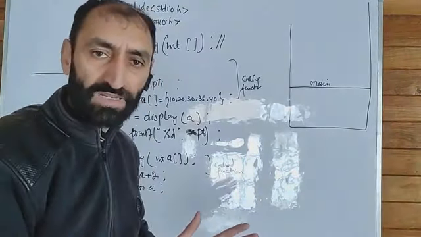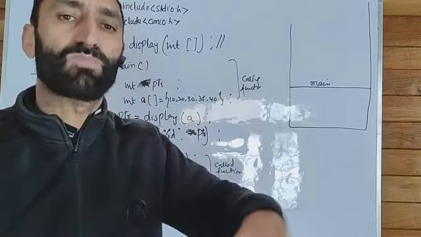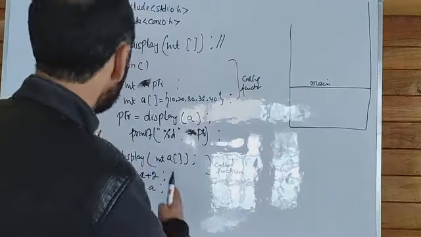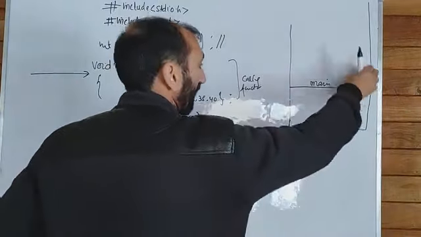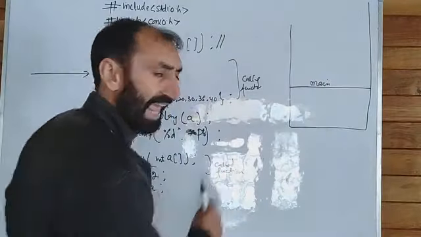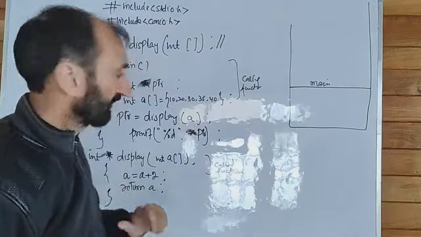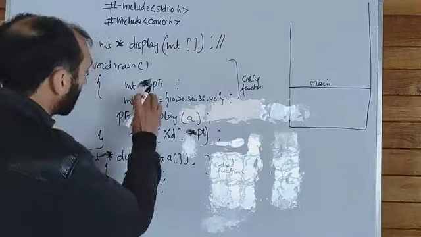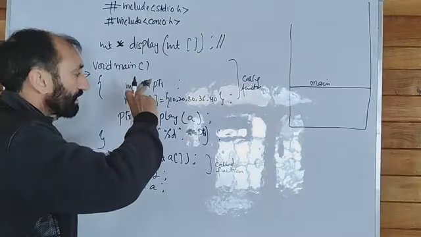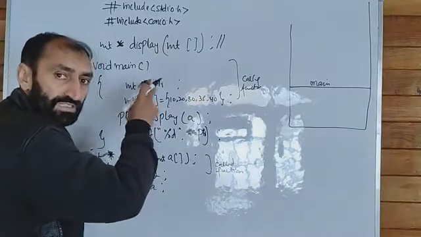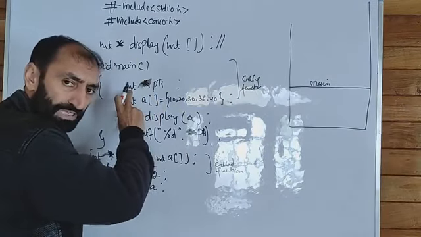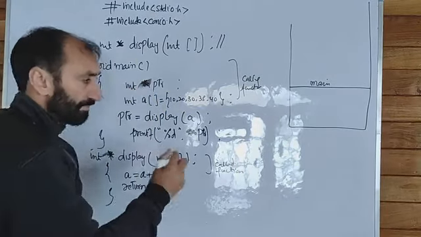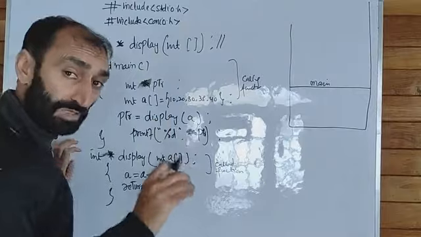Each memory part has different characteristics and nature. Here we assume that the memory has been allocated for this main from the stack memory. And in this memory, first of all, here I have declared a variable of type pointer, an integer type pointer variable. That means what are pointers?